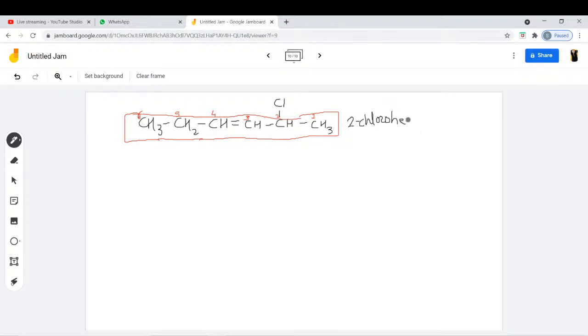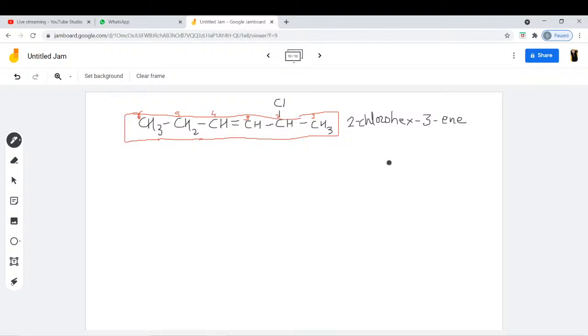ene. Hexene, but on the third carbon, so hex 3 ene. So 2 chloro hex 3 ene, okay, easy.